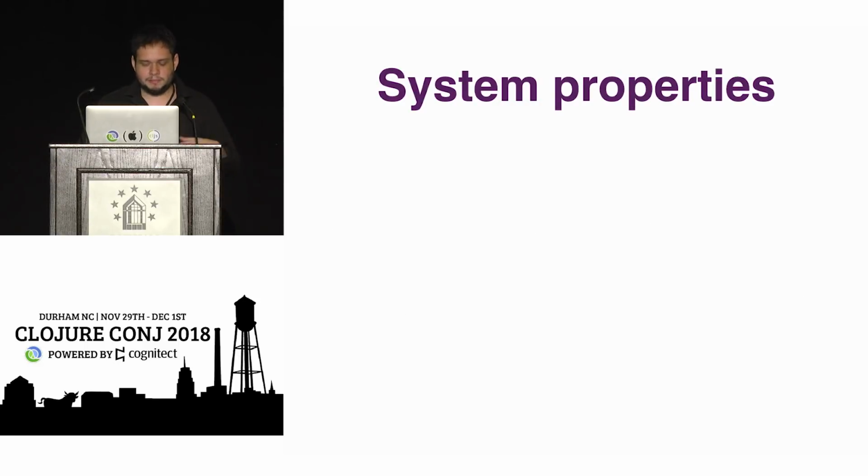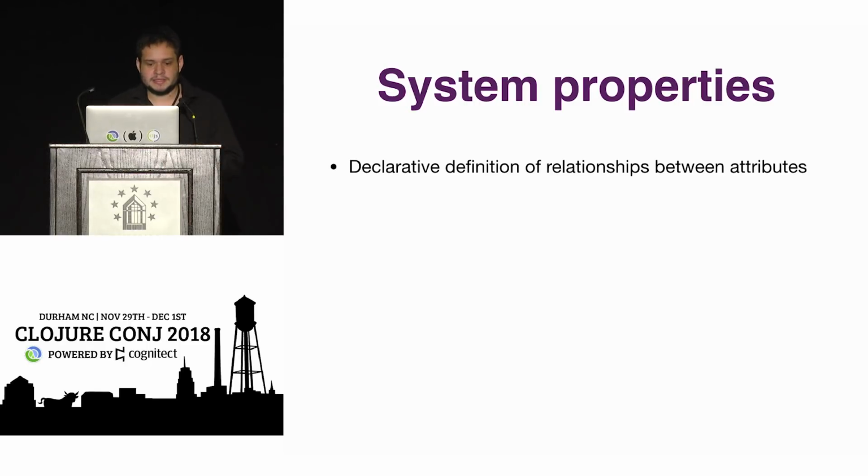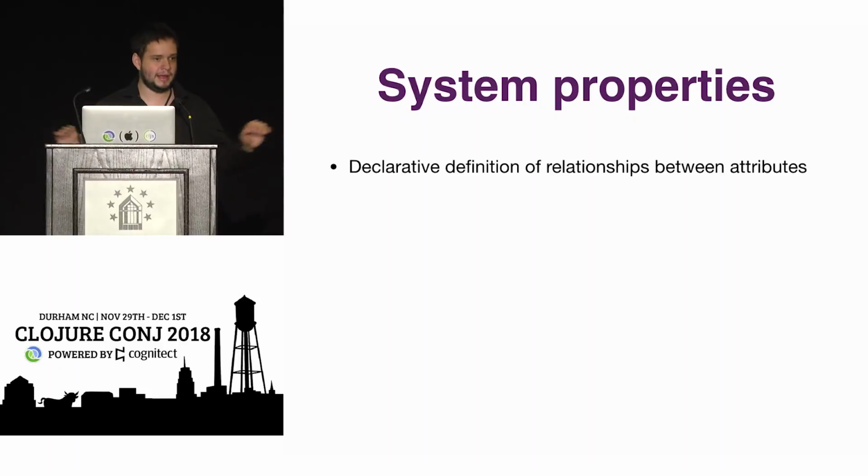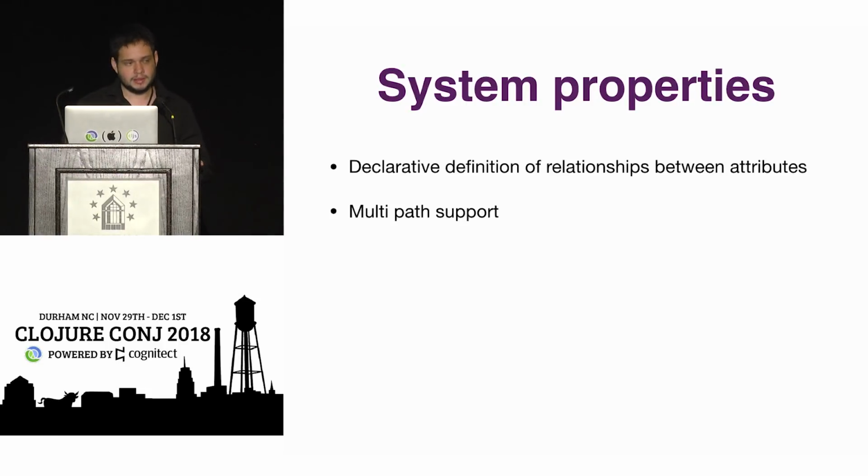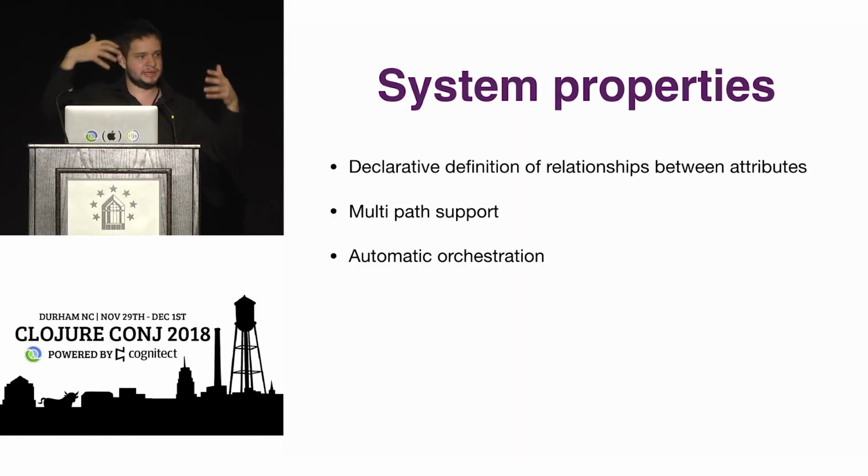So let's talk a little bit about some properties of this system. First, it's a declarative system, a declarative definition of relationships between attributes. There are no types, no boxes whatsoever, only plain attributes all the way. It supports multipaths. You can have multiple ways to get an attribute, and the engine will try to figure out the best way to handle it for you. It does automatic orchestration. It parallelizes automatically for you. You don't have to write a single line of code to make it parallel. You just write your resolvers, and the engine can figure out, okay, this depends on this, and it can automatically orchestrate the request for you.